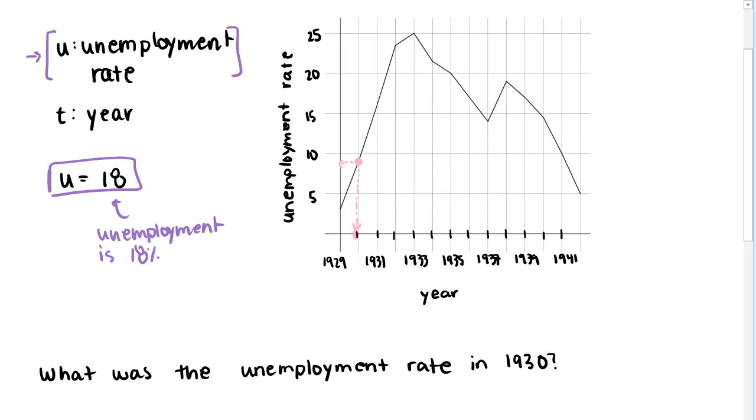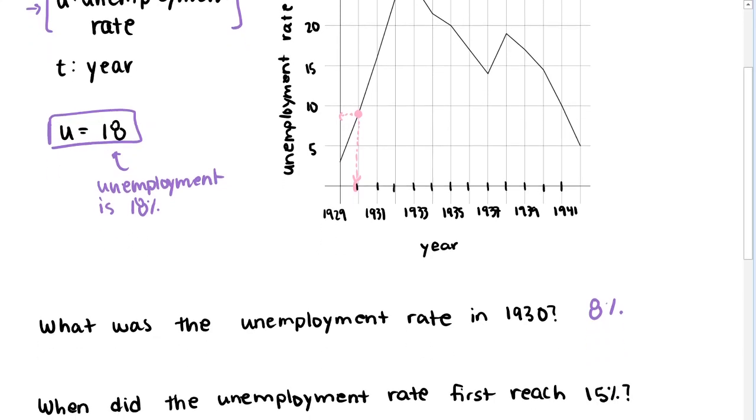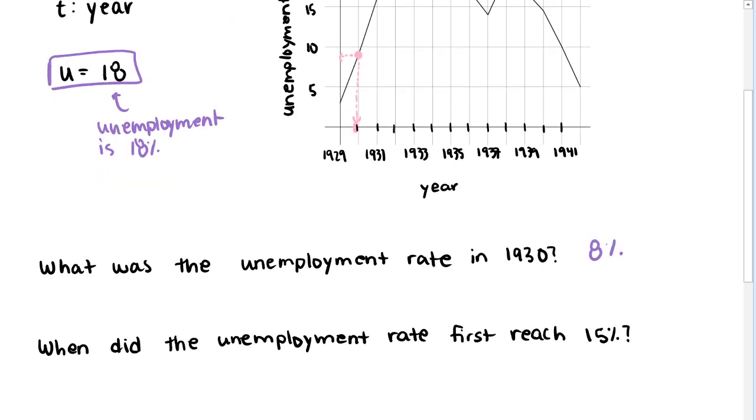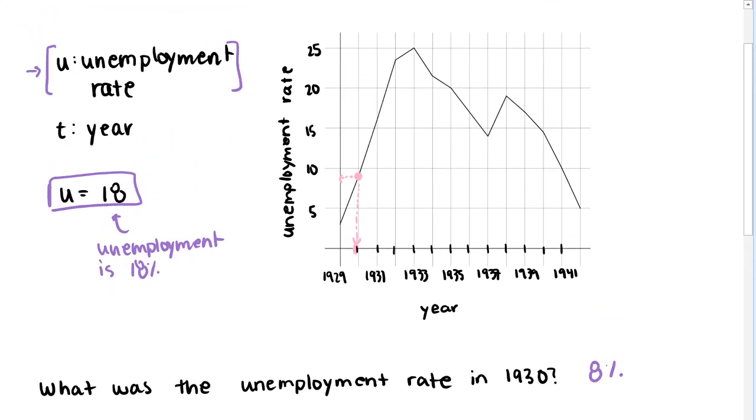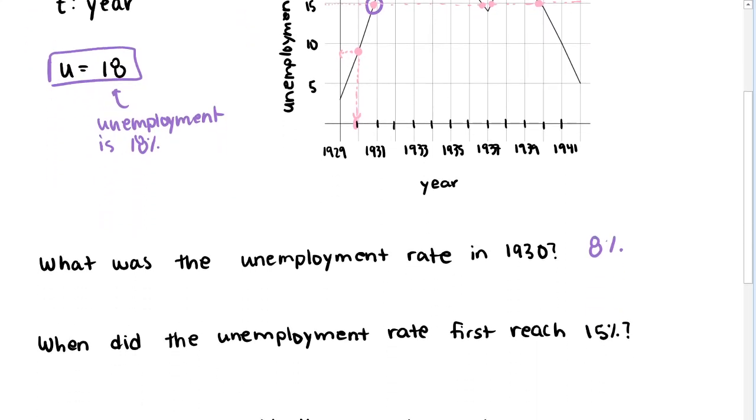So here this is 8%. And the next question says, when did the unemployment rate first reach 15%? If we look back to our graph, here's where unemployment rates are 15%, and there are multiple times where there's an unemployment rate of 15%. One time happens here, one time here, one time here, and one time here, but we're really only concerned with the first time. That's what the question asks: when did the unemployment rate first reach 15%?